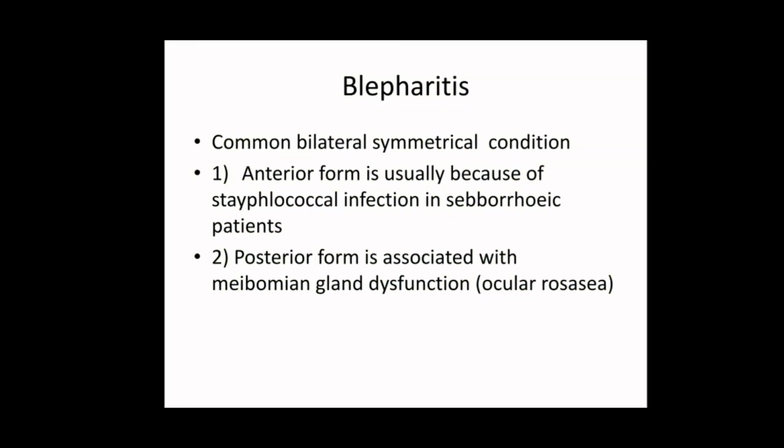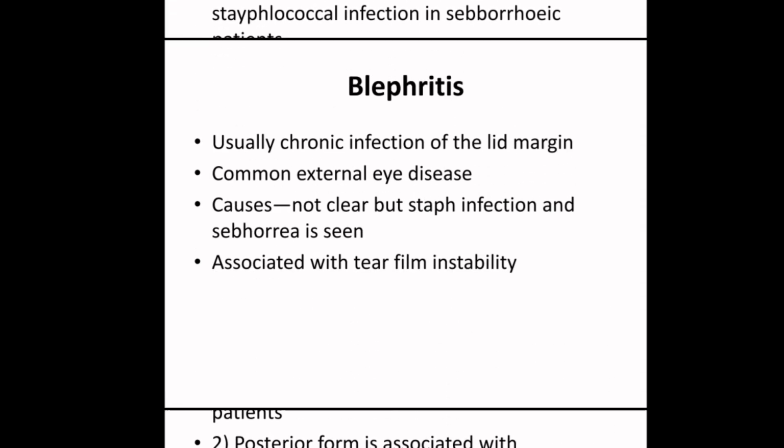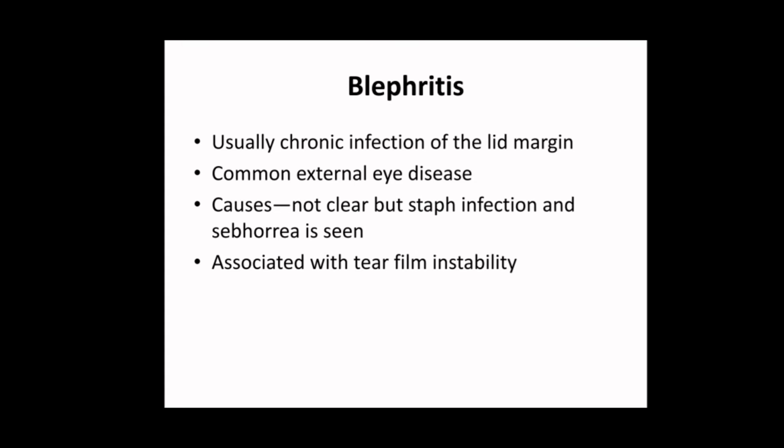Next is blepharitis, a common bilateral symmetrical condition. 1. Anterior form. It is usually because of staphylococcal infection in seborrheic patients. 2. Posterior form. It is associated with meibomian gland dysfunction, also called ocular rosacea. Blepharitis is usually a chronic infection of the lid margin. It is a common external eye disease. The cause is not clear, but staphylococcal infection and seborrhea are seen. It is associated with tear film instability.